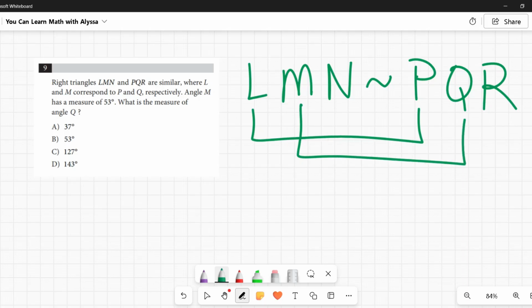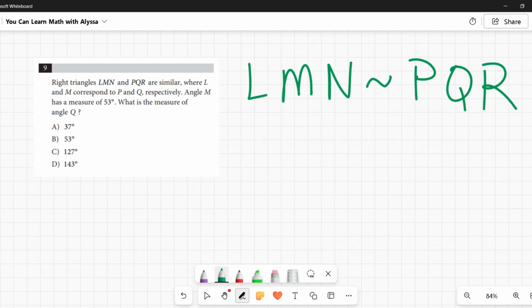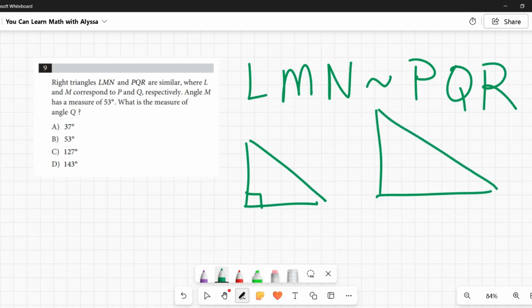Does M correspond to Q? And does N correspond to R? Because that's what a similarity statement means. It means I have a right triangle, and then I have another right triangle. It may be bigger, it may be smaller, but it is proportionately the same. And we want to know which corners, which points correspond to which ones in the second triangle.